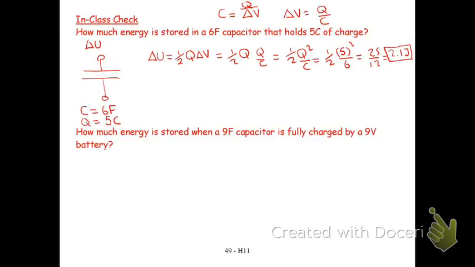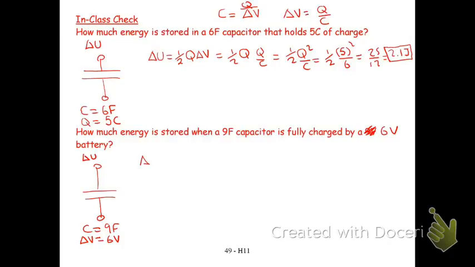How much energy is stored in a 9 farad capacitor? So here's my capacitor. C equals 9 farads. It's fully charged by a 9-volt battery. I'm going to change that. 9 and 9 is just, you know, professionally negligent. So delta V equals 6 volts. And I want to find my delta U.